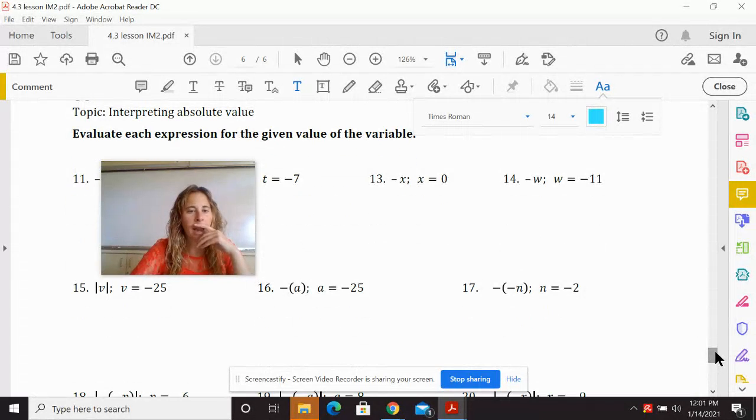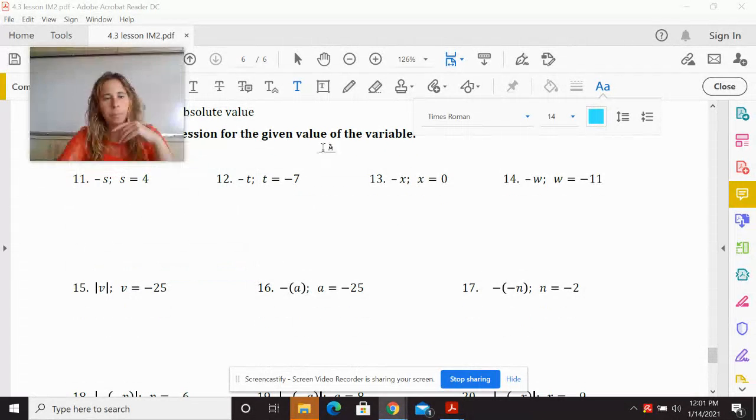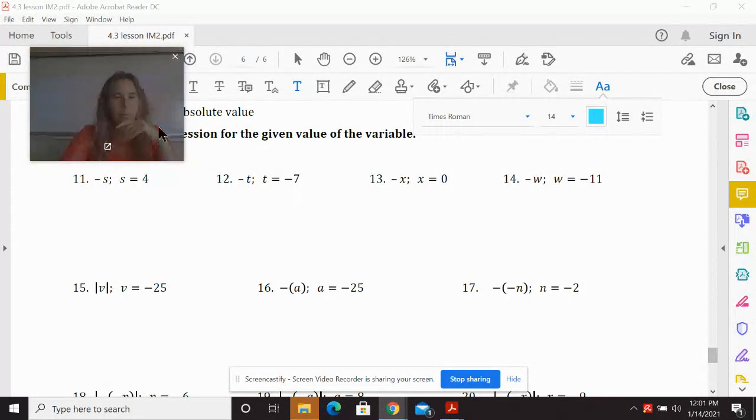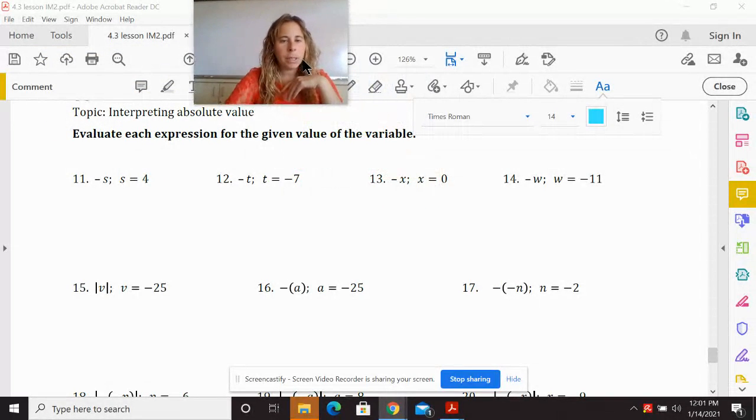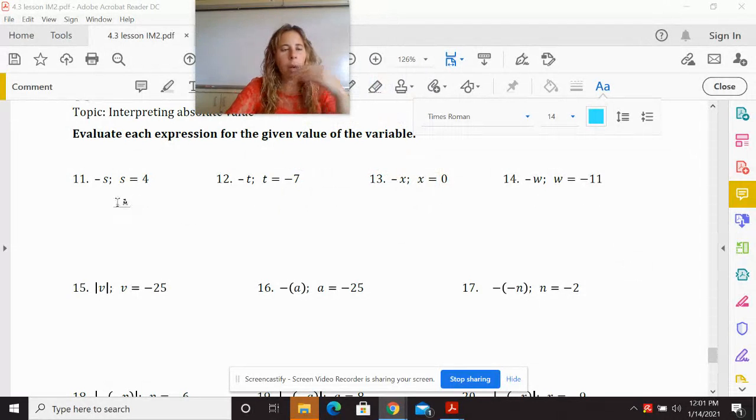Okay, and then these guys, interpreting absolute value. So evaluate each expression for the given value. So instead of saying negative s, think of this as the opposite of s. So what is the opposite? So s equals 4. So what's the opposite of 4? Negative 4.